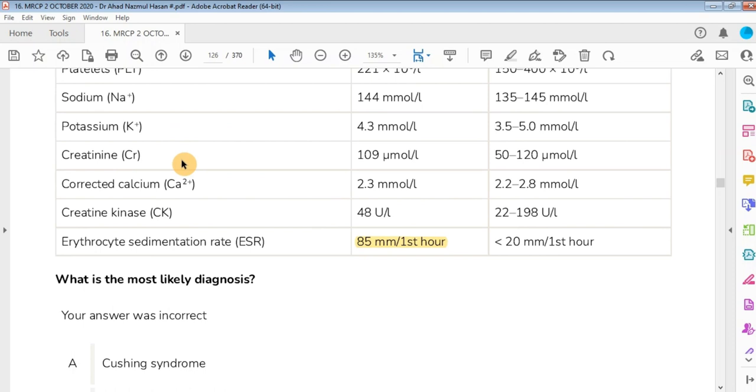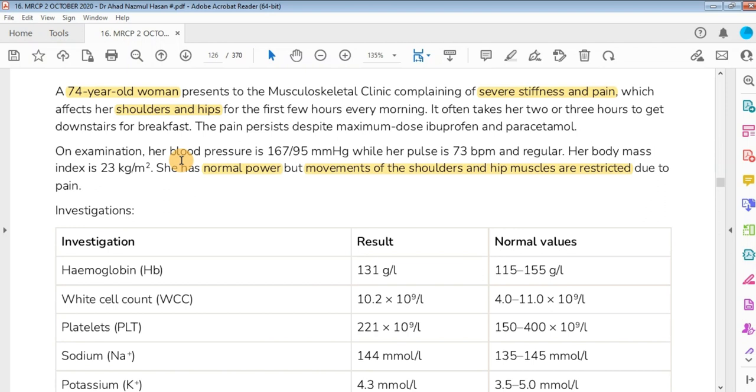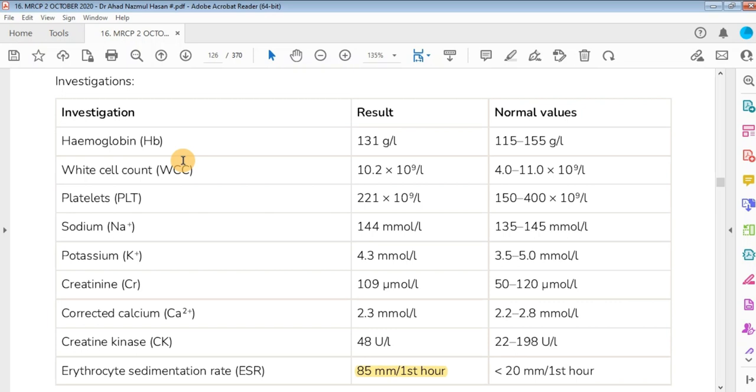A 74-year-old woman presents to musculoskeletal clinic complaining of severe stiffness and pain, which affects her shoulders and hips for the first few hours every morning. It often takes her 2 to 3 hours to get downstairs for breakfast. The pain persists despite maximal dose ibuprofen and paracetamol. On examination, the BP is 167 by 95, pulse is 73 and regular. Her BMI is 23. All the investigations are normal except ESR, which is 85.